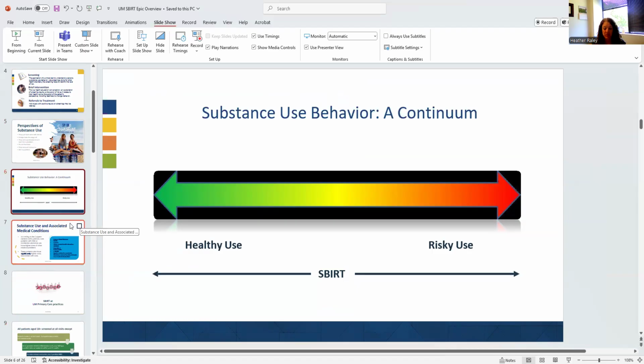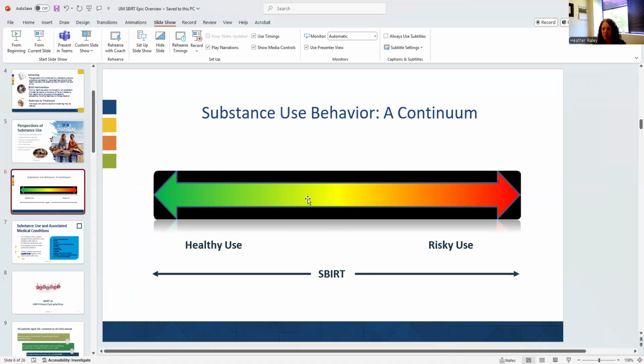Looking at substance use on a continuum really helps view it from less of a problem, not a problem perspective, understanding that all of us fall within this range. Anybody who drinks alcohol falls within this continuum. We see in the green more healthy use, so patients who maybe are drinking once a week or less, limiting their drinking to maybe 1 or 2 drinks on those occasions, or truly only drinking a few times a year or less.